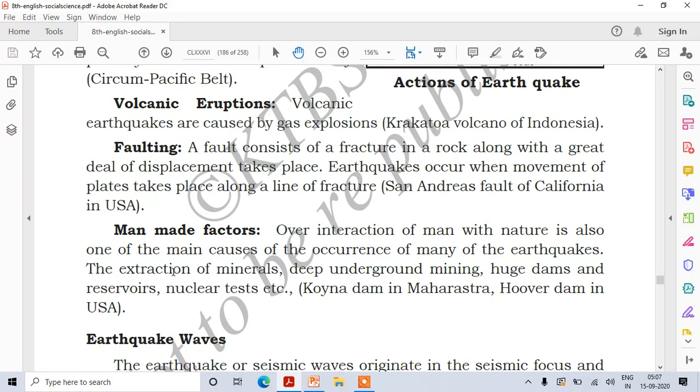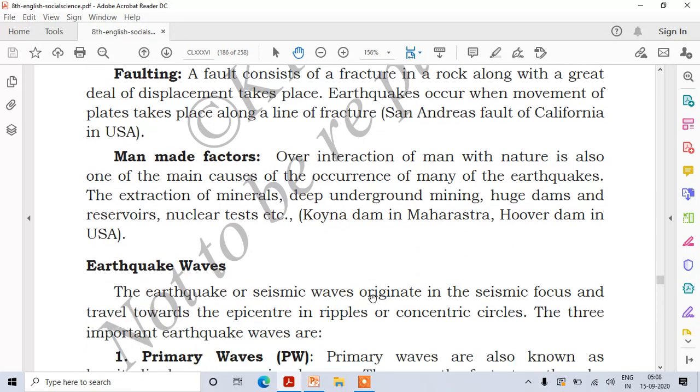Next, some of the man-made factors are also responsible for earthquake. So what are the man-made factors which are responsible for the earthquake? Over interaction of man with nature is also one of the main causes of occurrence of many earthquakes. The extraction of minerals, means people are taking out the minerals from the earth crust. Deep underground mining is also going on for the gold and all. Huge dams and reservoirs, making of dams and reservoirs. Nuclear tests made by nuclear scientists can also lead to earthquakes. Example, Koyna Dam in Maharashtra, Hoover Dam in USA. These are the examples of earthquakes because of the construction of the dams over there.